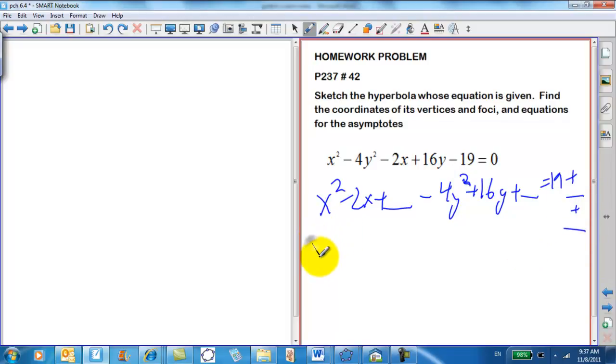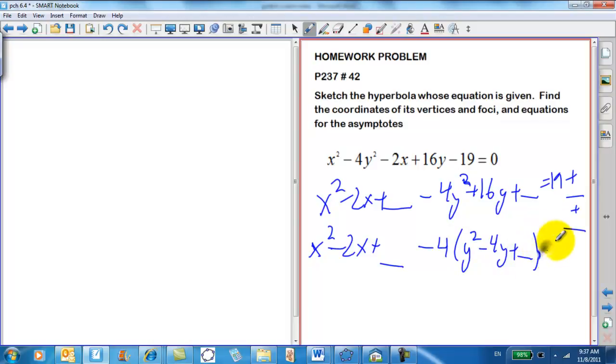Well, to complete the square here, I'm going to take an extra step first. This one's pretty straightforward, but we should factor out a minus 4 from these two, leaving y squared minus 4y plus blank equals 19 plus, and we're going to have 2 more things to add in over here. So let's see what we add in. We add in 1 for this, so we add 1 to this side. And here, y squared minus 4y, the complete square would be 4 here, but it's 4 times negative 4, so we add in negative 16.